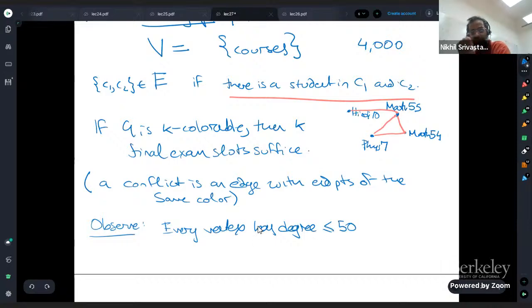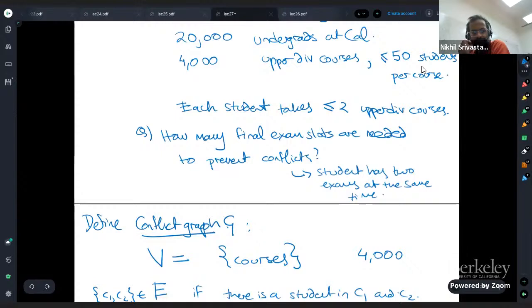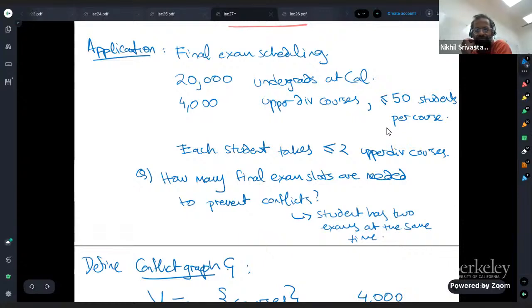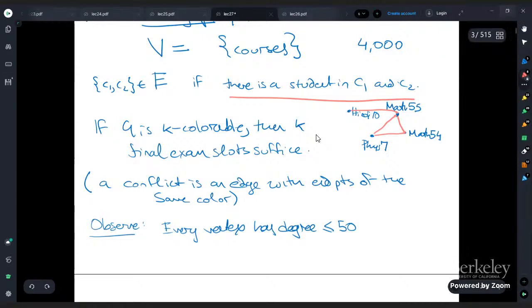Why does it have degree at most 50? Because there are at most 50 students in a class, and hence 50 edges incident. Exactly. So there are only 50 students in a class, and so each course only has a conflict with at most 50 other courses. And so by the theorem, 51 colors are sufficient. And that's only because the student's taking two courses max, right?